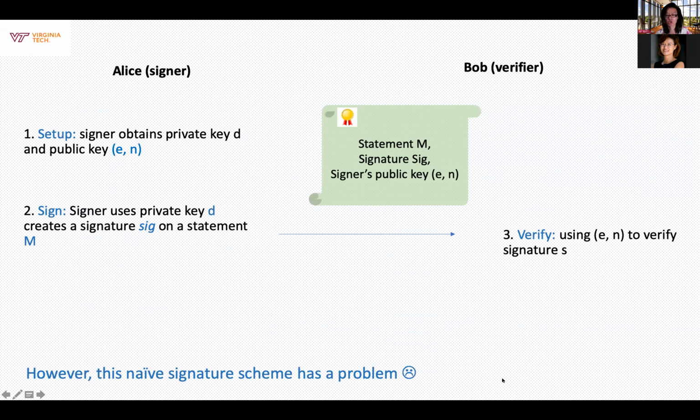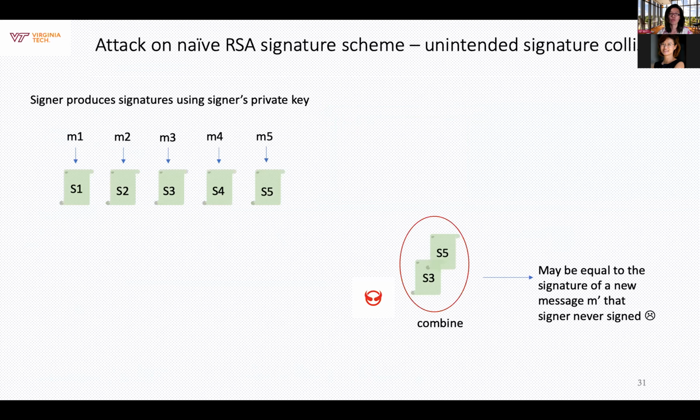Here is another diagram that shows this. And at the bottom, we said that unfortunately, this naive signature scheme also has a problem, okay? Because of the multiplicative property that we've shown, the signature, similarly to the encryption, should be as random looking as possible, with no correlation, no connection, no relationship to the original message. If the original message has certain multiplication property, the signature still should look random.